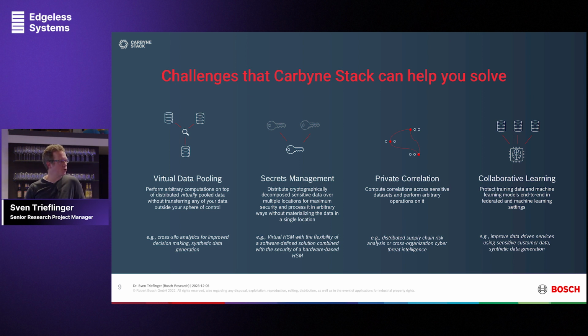Another use case is secrets management. This is actually deployed already in production by a large number of companies, not based on Carbyne Stack, but in general. They split up credentials into secret shares and then do, for example, a signing operation or even a complete encryption based on that secret key without ever materializing the key in a single place. So in the end, you can have an encryption of a secret data set without any party ever seeing the encryption key. That's a little bit of magic and mind-boggling, but that's what secure multi-party computation can do for you.